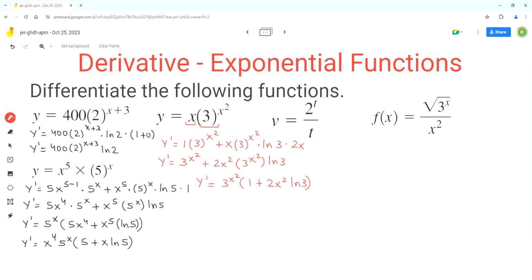So this can be the final answer for the derivative of the third function. Now we can analyze the fourth function, which is v equals 2 to the power t over t. Now this function is given to us in the form of a fraction. So there's an exponential term in the numerator and a polynomial term in the denominator. So we can use quotient rule to find its derivative.